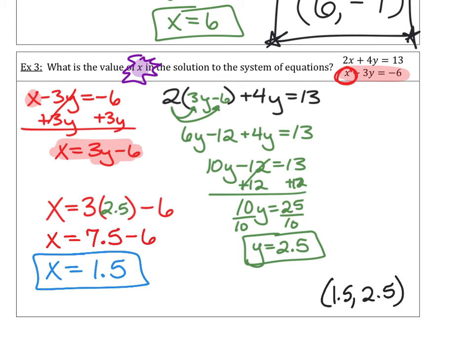However, this particular question asks me what's the x value. So I'm really only looking for 1.5. That's the x value in my solution.